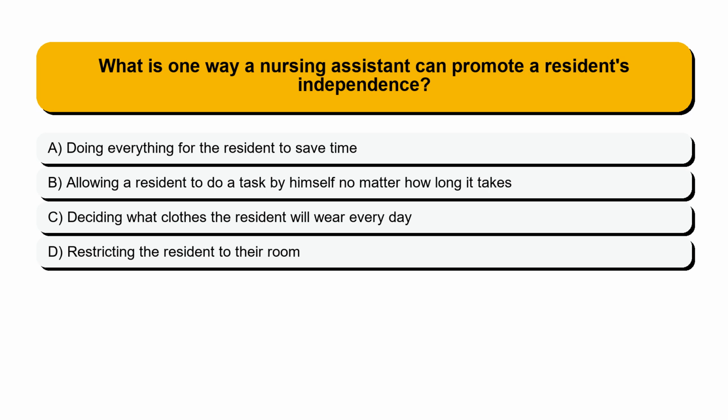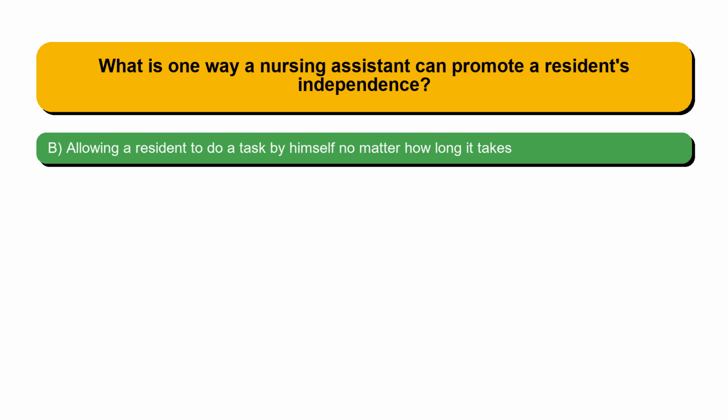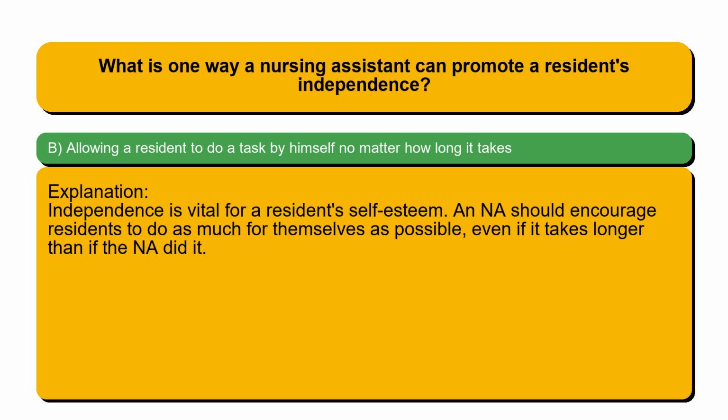Question 15. What is one way a nursing assistant can promote a resident's independence? Option A, doing everything for the resident to save time. Option B, allowing a resident to do a task by himself no matter how long it takes. Option C, deciding what clothes the resident will wear every day. Option D, restricting the resident to their room. The correct answer is option B, allowing a resident to do a task by himself no matter how long it takes. Independence is vital for a resident's self-esteem, and NAs should encourage residents to do as much for themselves as possible, even if it takes longer than if the NA did it.